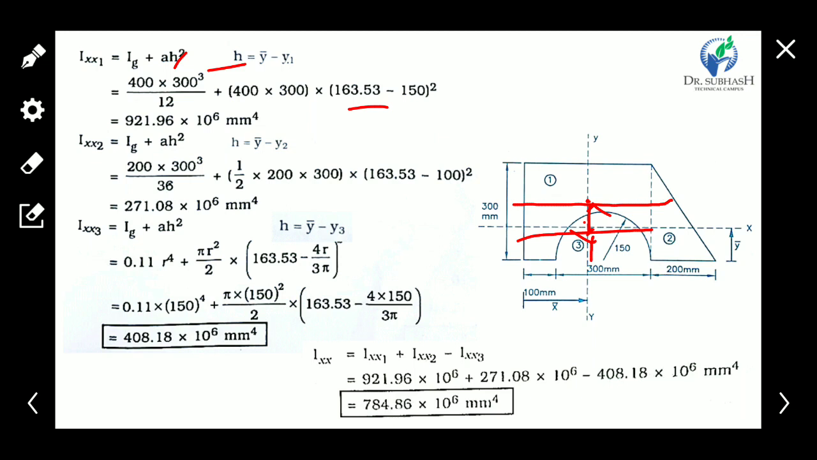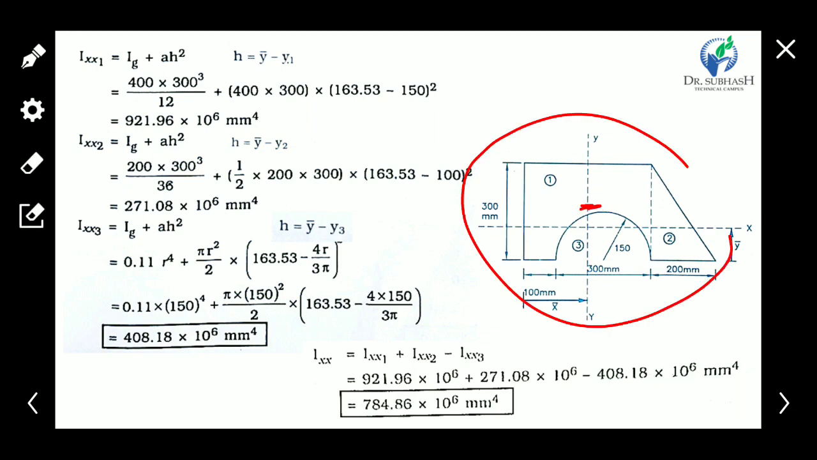The y bar is 163.53, and the CG of this rectangle is upon this y bar. The total CG of this total area is about here, and the CG of this rectangle is about here. It's 150 for the CG of the rectangle, and the y bar is 163.53. So from 163 we subtract the 150, then we get the distance between these two CGs.